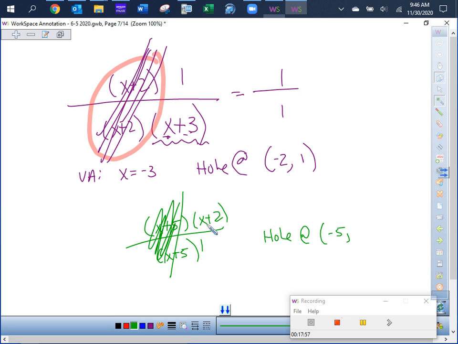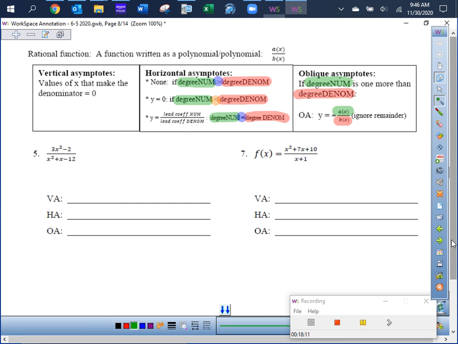-3 over 1. So isn't it just -3 in that case? So the hole is weird, but it's not as complicated as you think, just with a little bit of practice. So all right, let's see what happens. Why don't you and a neighbor try number 5? Please pause the video, see if you can get all 3 things down.